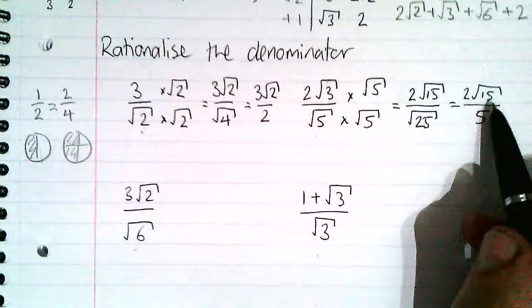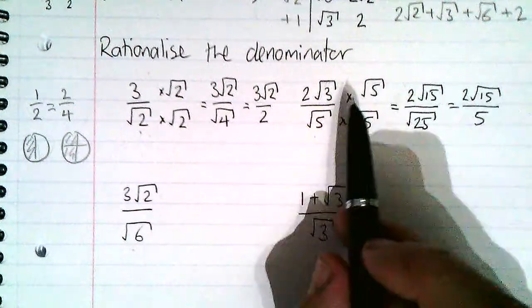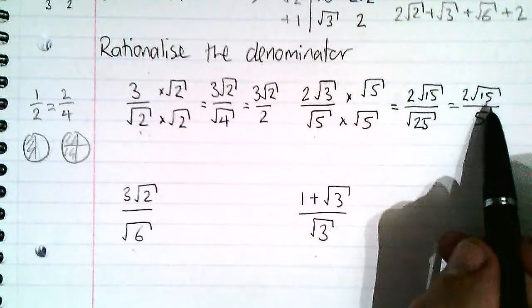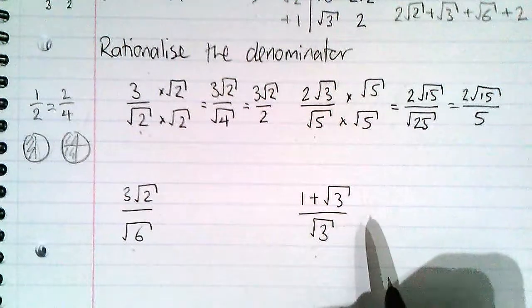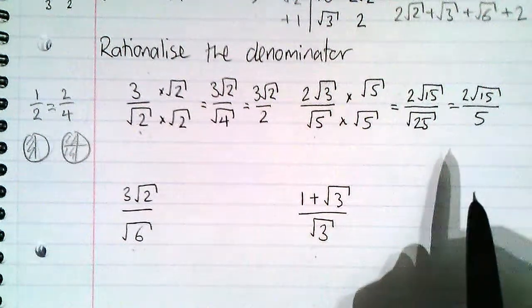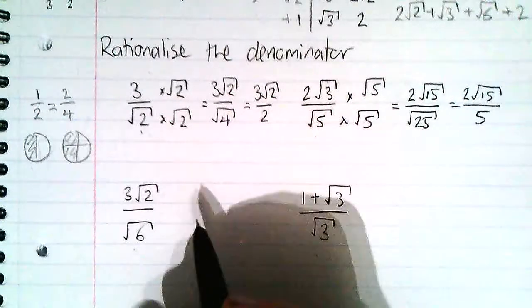If you think about 15, the prime factors of 15 are 3 and 5, and there's no pairs there, so that means that square root of 15 can't be simplified any further. So we're all done. On to the next one.